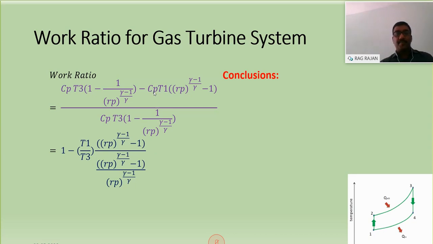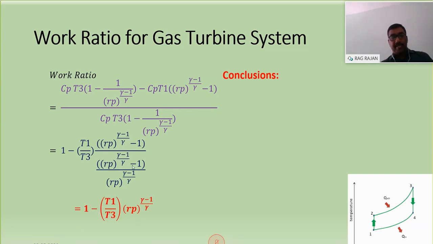We have eliminated that. So T1 by T3, T1 by T3. So at the numerator, you are having Rp, the whole raised to gamma minus 1 by gamma minus 1. And in the numerator, there is a mathematical manipulation. Just taking the LCM and taking the mathematical manipulation, you are having Rp raised to gamma minus 1 by gamma minus 1 divided by Rp raised to gamma minus 1 by gamma. So finally, you are getting 1 minus T1 by T3.